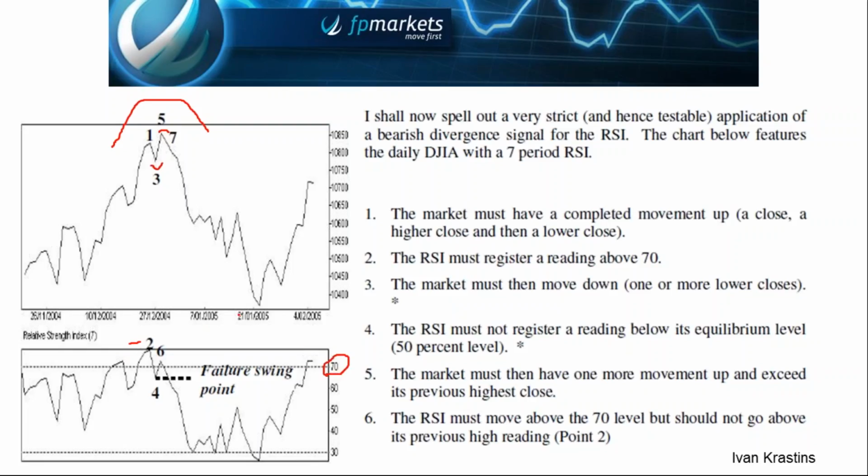The market must then move down 1 or more lower closes. The RSI must not register a reading below its equilibrium level. So the 50 level is down here. It must not swing down below 50. The market must then have one more movement up and exceed its previous close, which the market has up here at number 5, and the RSI must move above 70 level but should not go above the previous high. So it's called a swing failure, where it moves back above the 70 line and falls away.